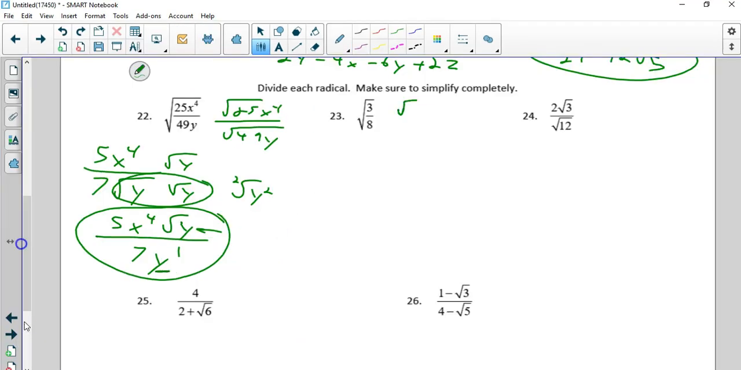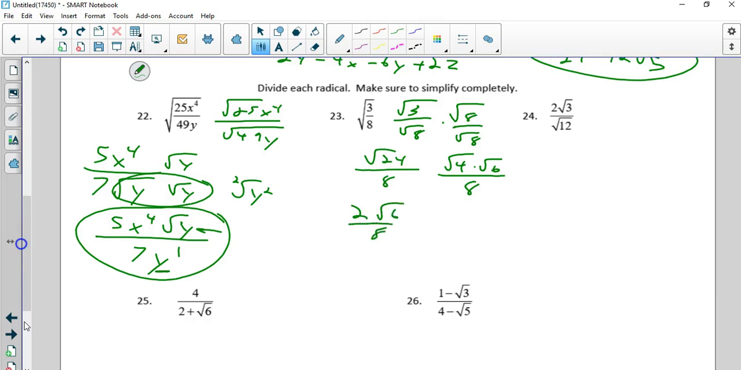Okay, radical 3 over radical 8. First we write it separate, and then we fix it. We multiply by radical 8 over radical 8. That's going to give us radical 24 on the top over 8. Well, 24 breaks down to radical 4 times radical 6 over 8. Square root of 4 is 2 radical 6 over 8. These two simplify, 1 and 4. So what we're left with is radical 6 over 4, or 1/4 radical 6.